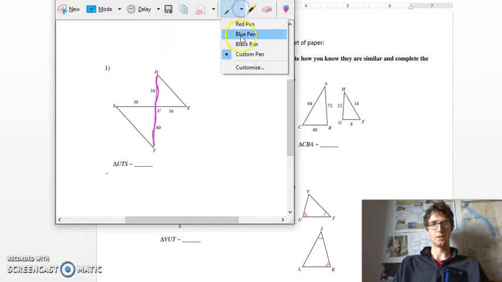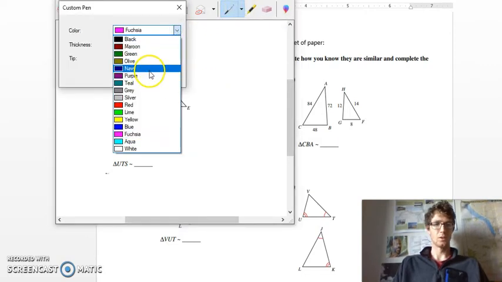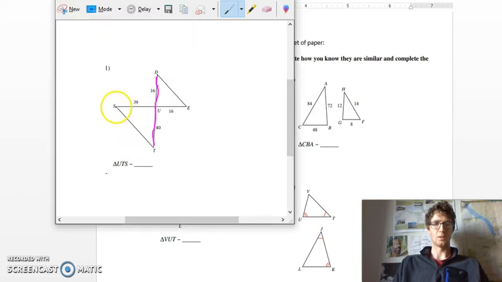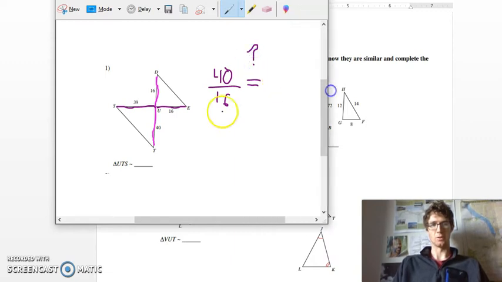And then, let's switch colors. This side here would have to be proportional to this side here. So if you set up our proportionality statement, we should get a true statement. So is 40 divided by 16, 40 over 16, is that equal to, question mark, 39 divided by 16?